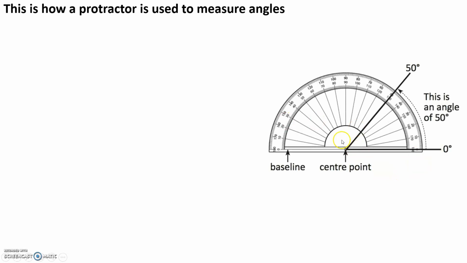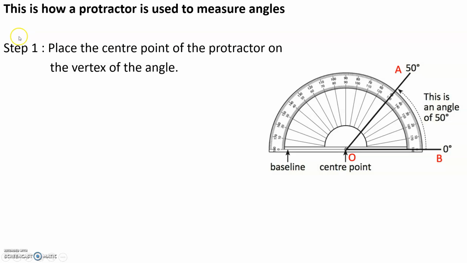Now, this is how a protractor is used to measure an angle. Let's see. This is the angle AOB. Now, step 1, place the center point of the protractor on the vertex of the angle. Now, see, this is our angle. So we'll put the center point on the O. Vertex is the O, right? O is the vertex, so we'll keep it on O.